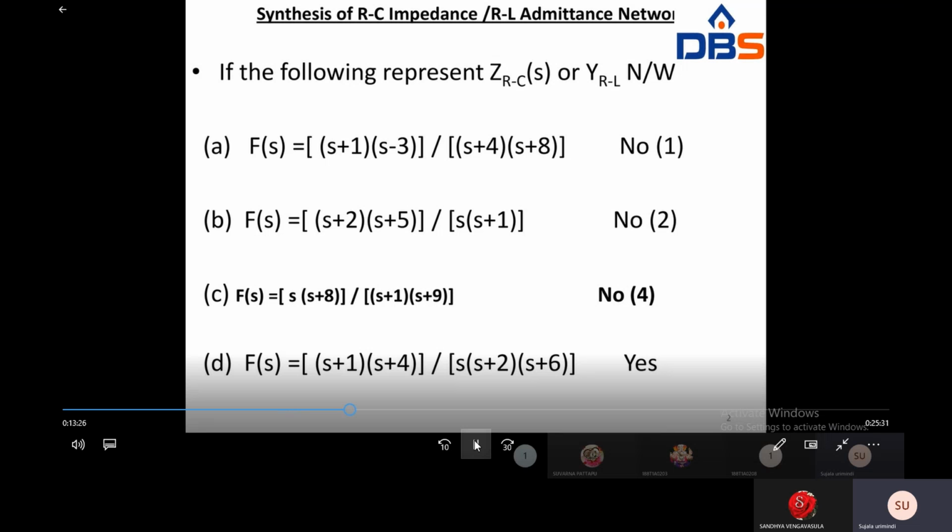Because if, suppose, s plus 3 is there, then it would be satisfied. But with s minus 3, one value comes on the positive real axis. So this will not be possible.